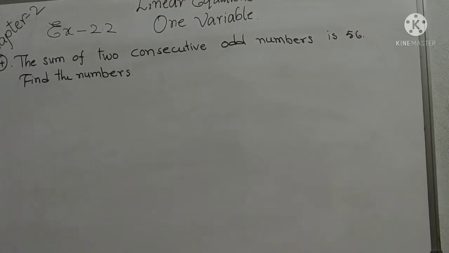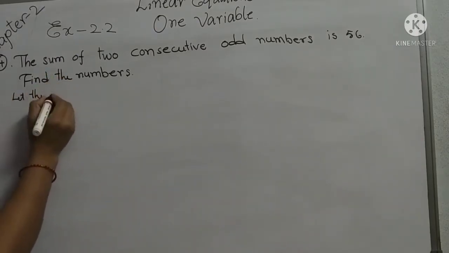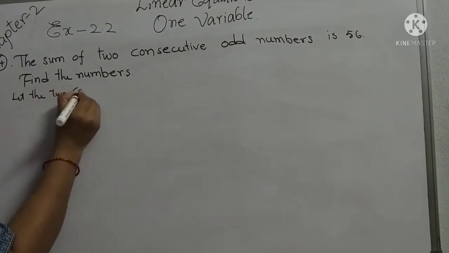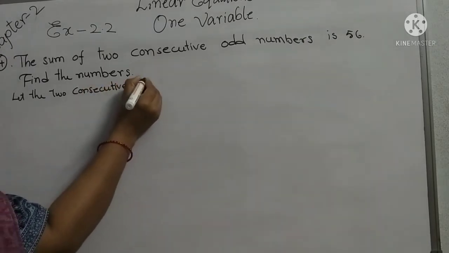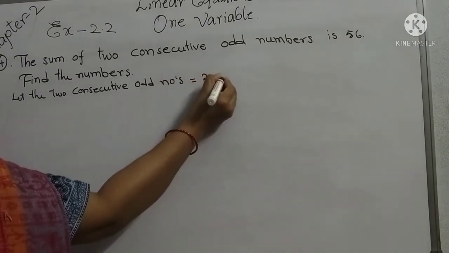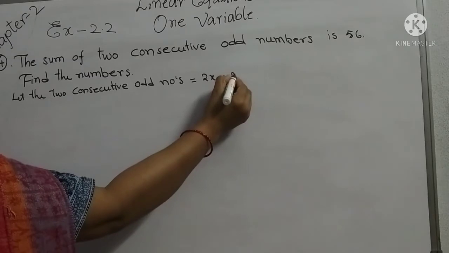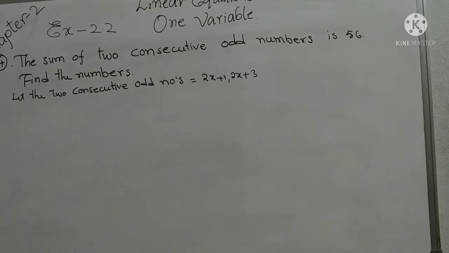The sum of two consecutive odd numbers. Here, let us take two consecutive odd numbers. Solution. Let the two consecutive odd numbers be 2x plus 1 and 2x plus 3. So, 1, 3 are odd numbers. Understand? 2x plus 1 and 2x plus 3. These are consecutive odd numbers.